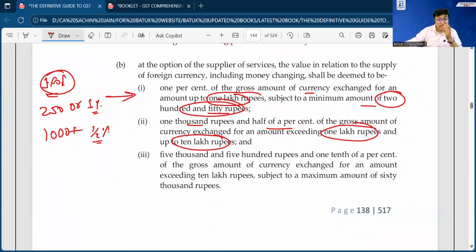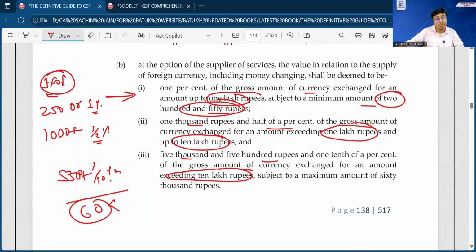Okay, next, suppose that person wants to exchange a currency amount exceeding 10 lakh rupees, 15 lakh, 16 lakh, 20 lakh. In that case, the value of supply will be 5500 plus 1/10% of the gross currency exchanged, maximum up to 60,000 rupees. That means the value of supply will not be more than 60,000 rupees.